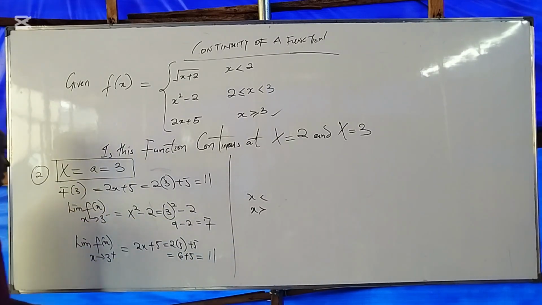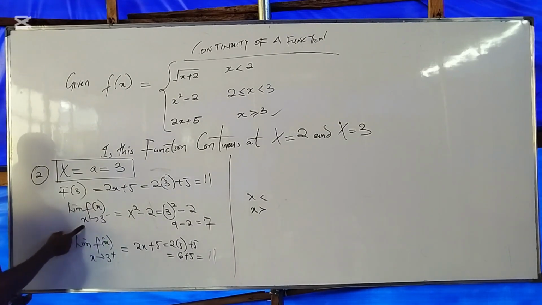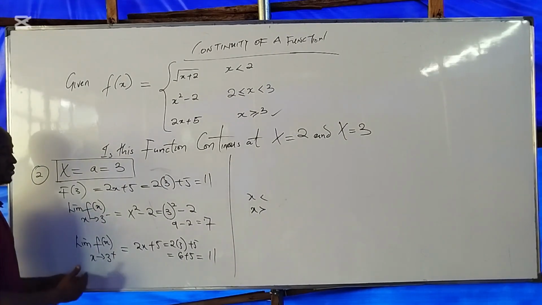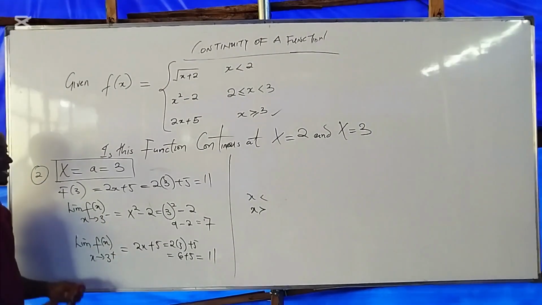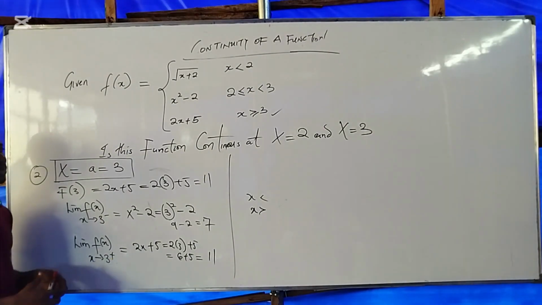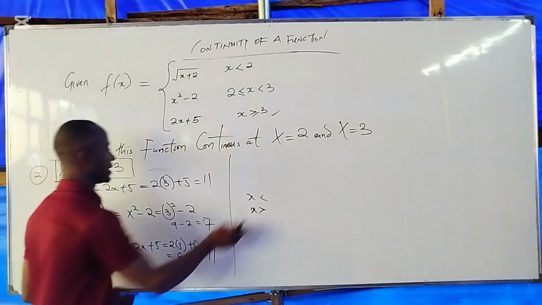Alright guys, so what do you notice here? The limit of f of x as x approaches 3 on the left hand side is not equal to that on the right hand side. That means the limit of the function as x approaches 3 does not exist. Okay, it does not exist.